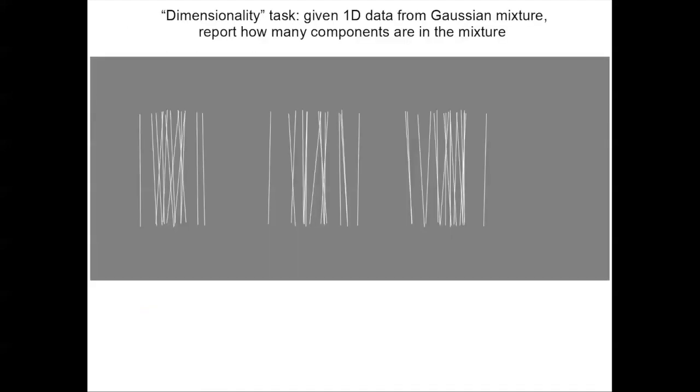So this is the second experiment here. We call it the dimensionality task. And now data is one dimensional. So the data, instead of being locations in 2D, is locations in 1D. So they're just the horizontal locations of these vertical bars. And so these vertical bars are generated from a Gaussian mixture model.